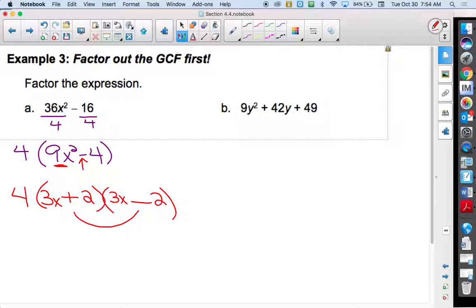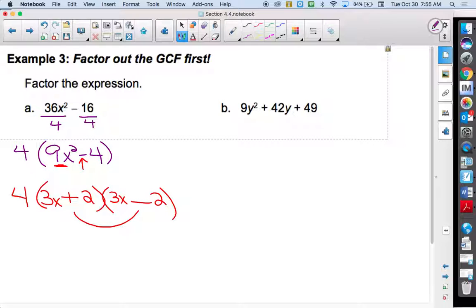Nice. So we pulled out the 4, that was the GCF. And then we have a special pattern because they're perfect squares and it's a binomial. So the 4 goes in front, and then 3x plus 2, 3x minus 2. Once you have two sets of parentheses, that's when you have it factored. You don't have that squared term left in the problem.